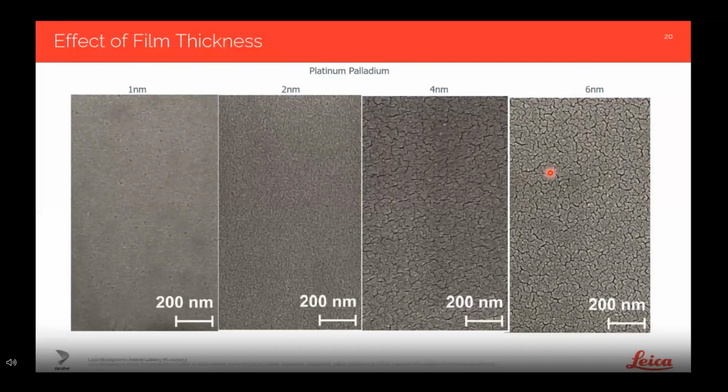So in general, my recommendation is to go as thin as possible, depending on the application, of course. If we have a very smooth, very flat sample, going thinner, 1 or 2 nanometers, 3 nanometers maybe, especially for high resolution work, would be my recommendation.